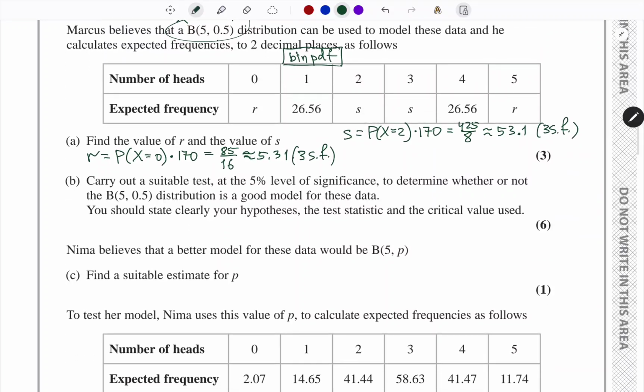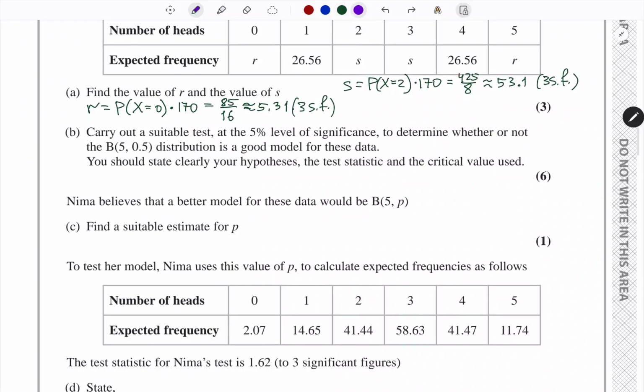Okay, part B: carry out a suitable test at the 5% level of significance to determine whether or not the binomial distribution is a good model for this data. You should clearly state your hypotheses, the test statistic, and the critical value used. Okay, do I have enough space?